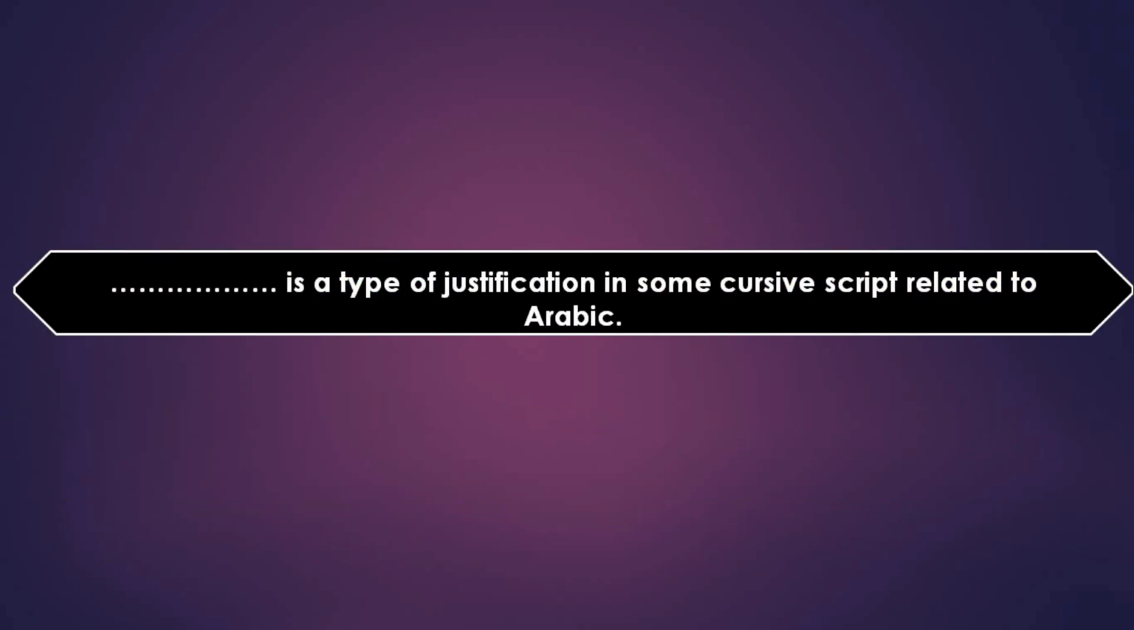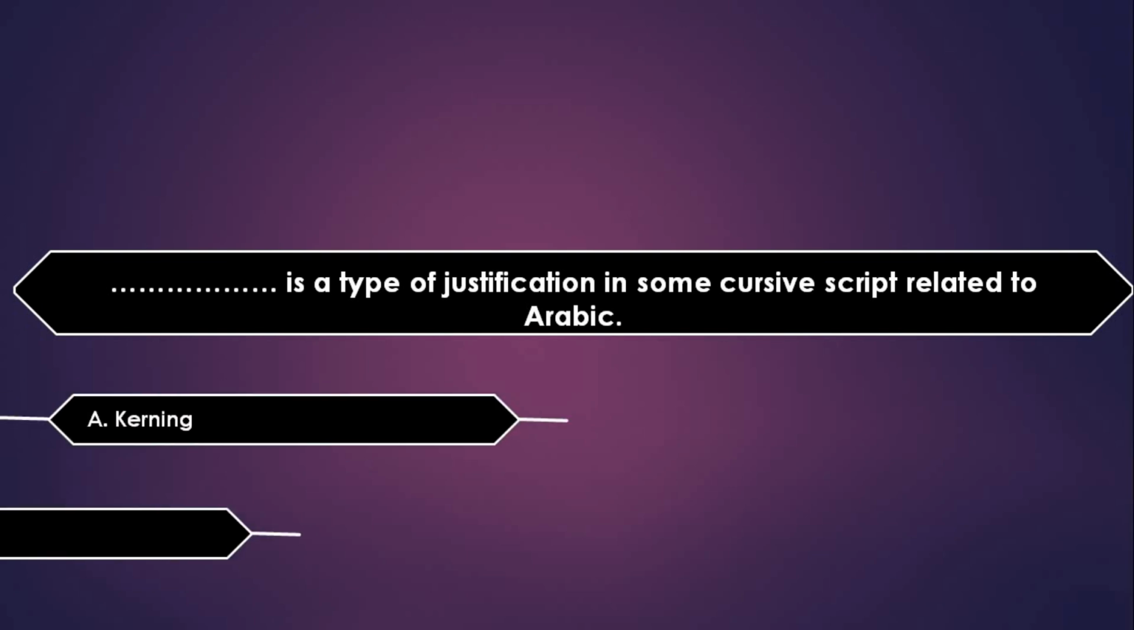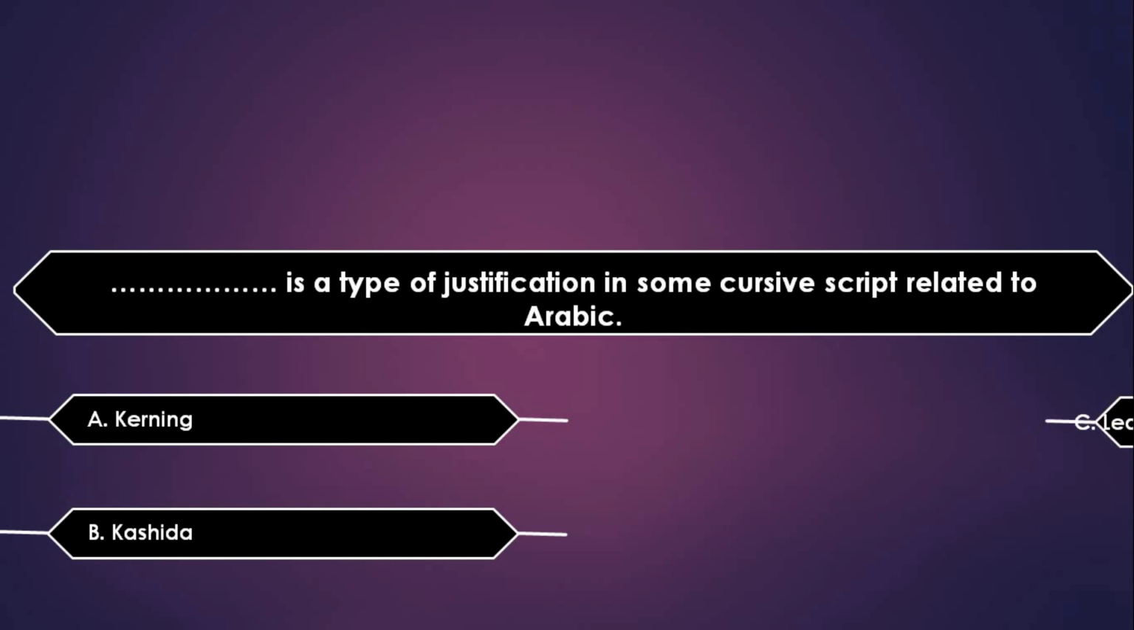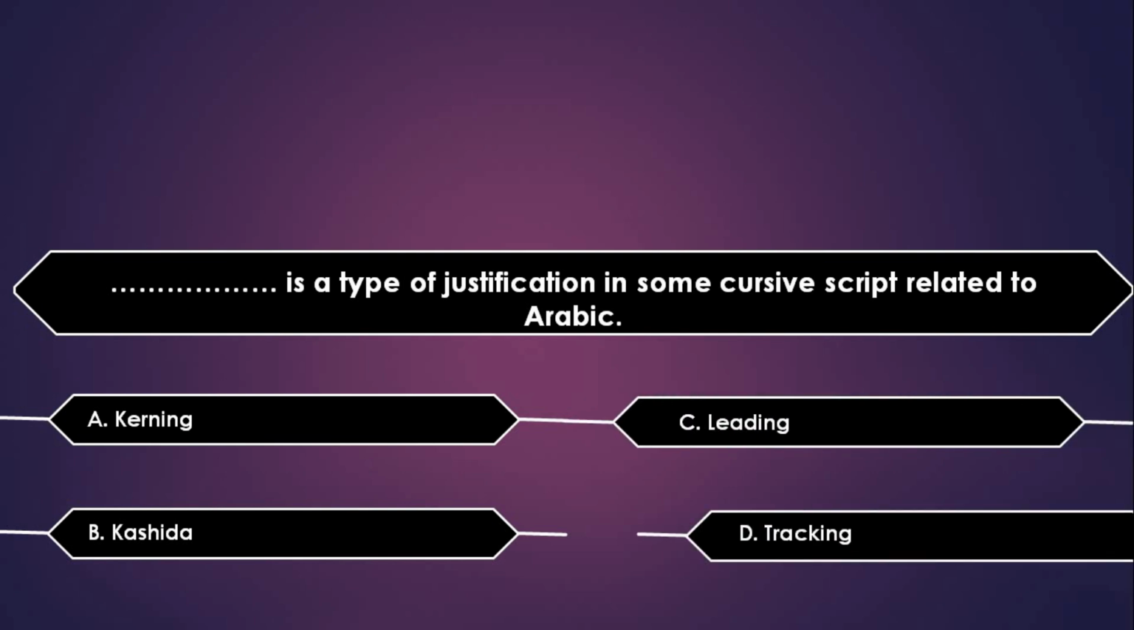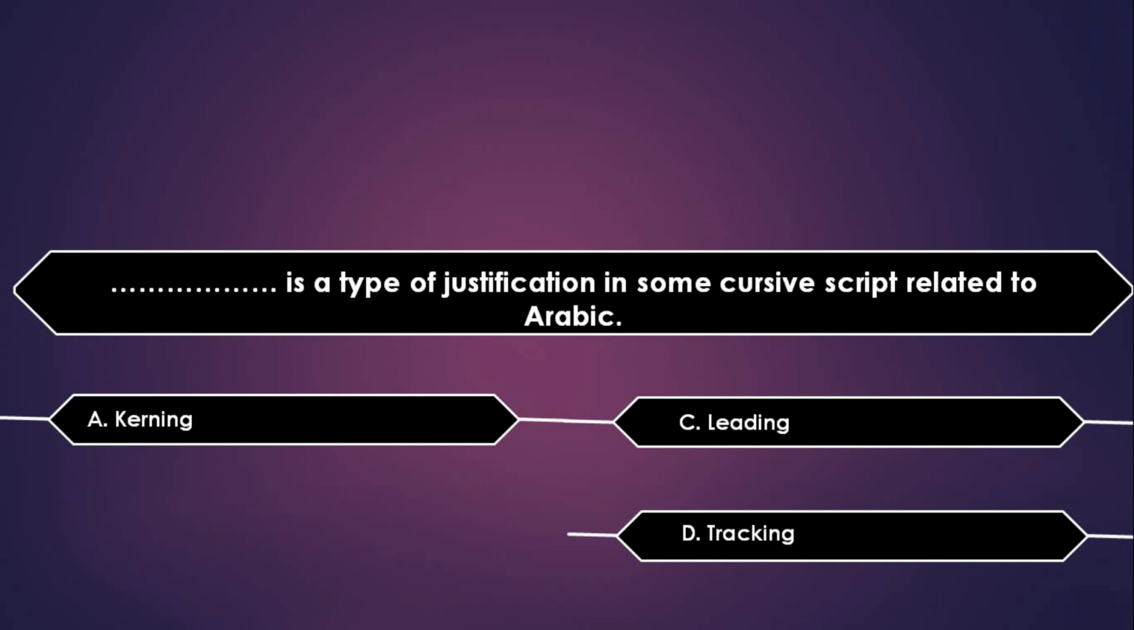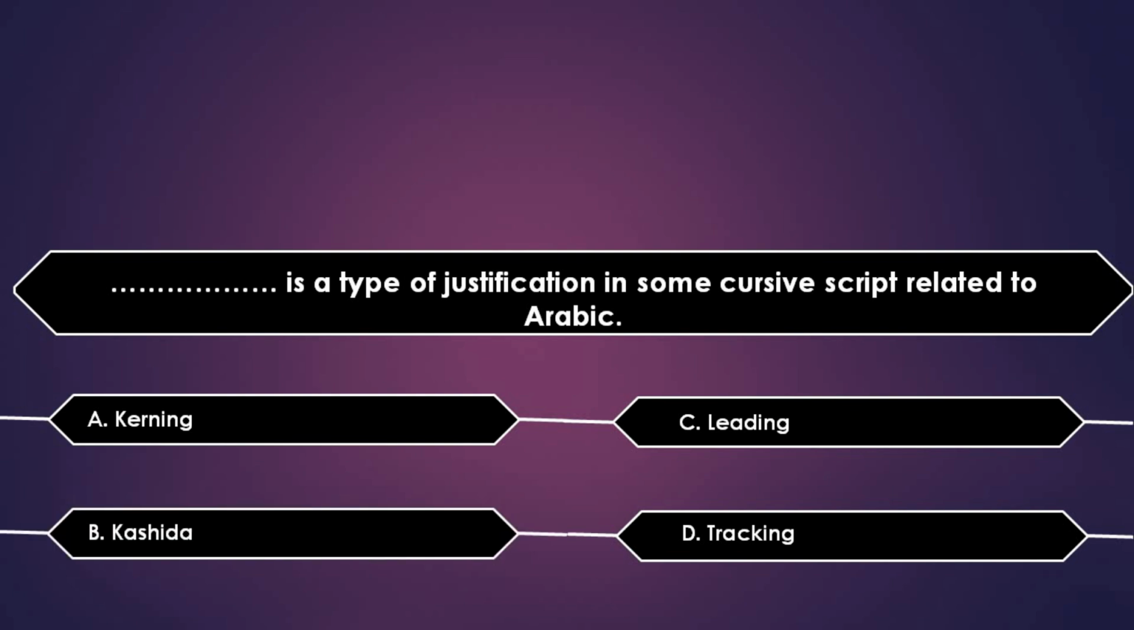Moving on to the next one. Dash is a type of justification in some cursive script related to Arabic. A. Kerning. B. Kashida. C. Leading. D. Tracking. The right option is Kashida. Kashida is a type of justification in some cursive script related to Arabic.